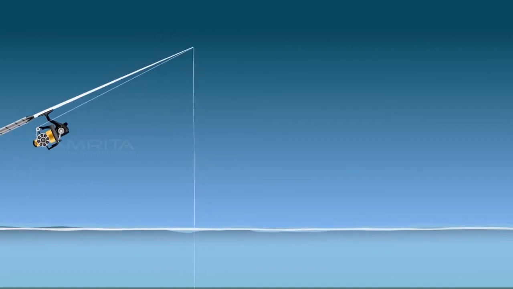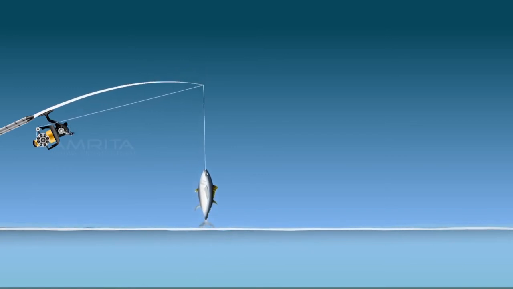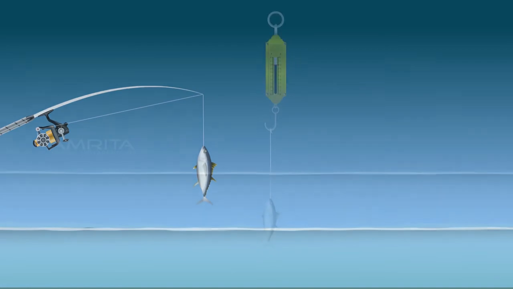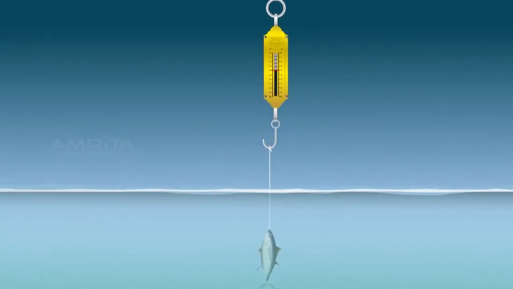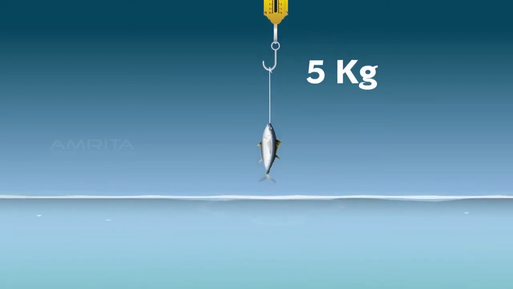Ever caught a fish with a fishing line? When pulling the line, you would have felt the weight of the fish in water is lighter than when the fish has surfaced. Say the weight of the fish in water is 4 kilos. Its approximate weight outside would be 5 kilos. Well, the water level too has come down.